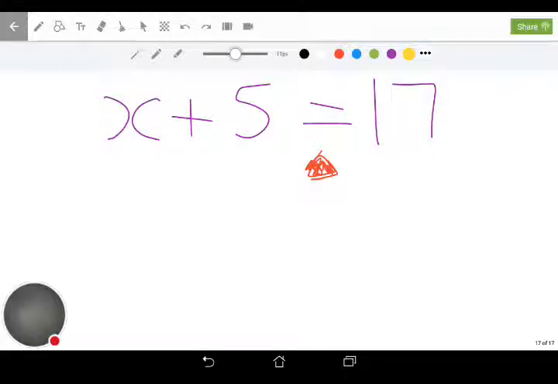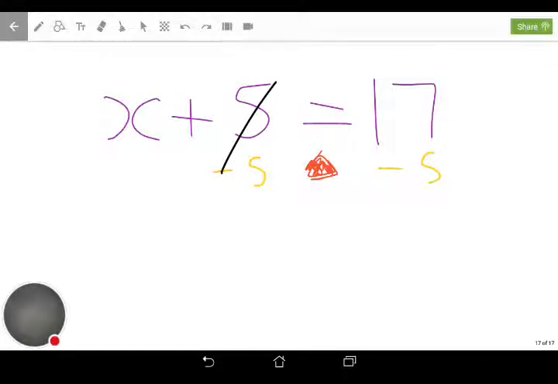Now, plus 5, like we said, the opposite of plus 5 is minus 5. So to get x on its own, we need to get rid of the 5. And remember, we need to keep it balanced, so whatever we do to one side, we're going to do to the other. Now, plus 5 minus 5 cancels out, we've got nothing. And 17 minus 5 leaves us with 12. Bring down the x, so the answer is x equals 12.